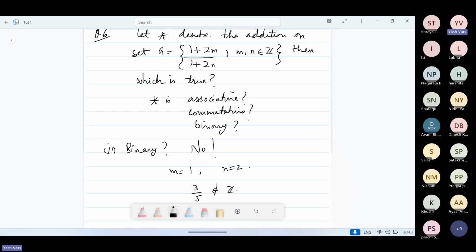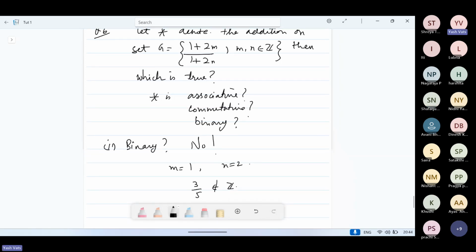Next is associative and commutative. So is it commutative if you just sum any two elements? Anyone asking a question? Okay, is it commutative? Let's check. Yeah, it should be commutative, and associative, because all these are real numbers, so they are commutative and associative. So this is always true. Any other questions on that? No. Okay.